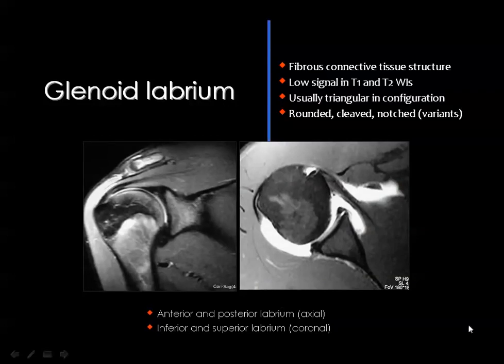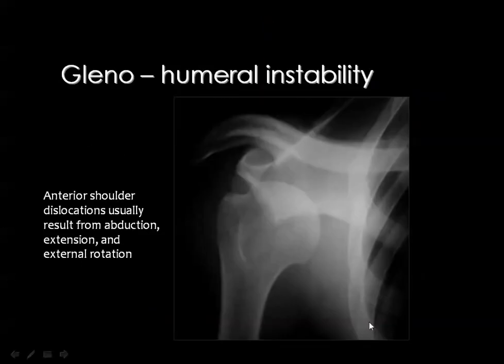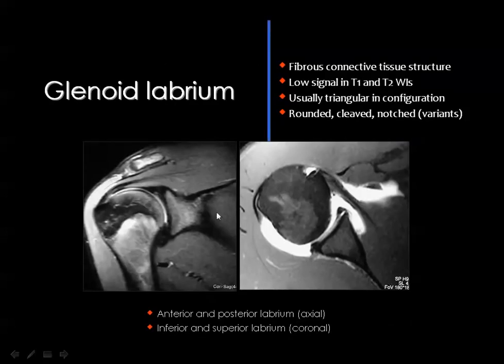As I have discussed before, the glenoid labrum is evaluated in the coronal images as regards the superior and the inferior labrum, and in the axial images as regards the anterior and the posterior labrum. The labrum is usually triangular in shape and is of low signal in all pulse sequences, as you can see here.